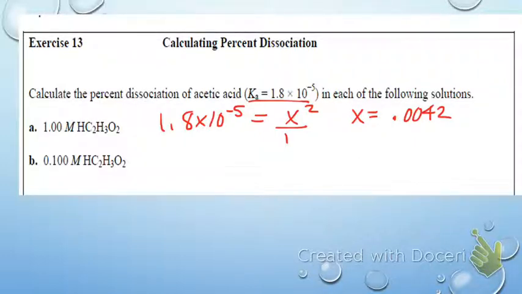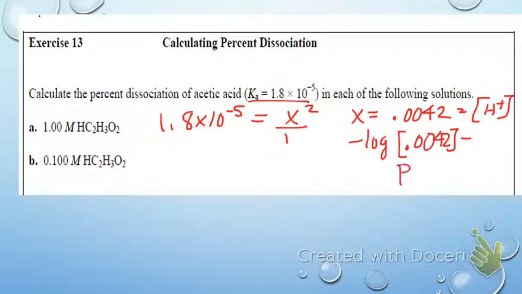It doesn't ask us to do the pH, but let's go ahead and do the pH just to see where we're at. Negative log, and that's going to be equal to our hydrogen concentration. So negative log of 0.0042. So our pH would be 2.38. Again, that's not part of the question. Let's just add that in there so we can kind of see where we're at.